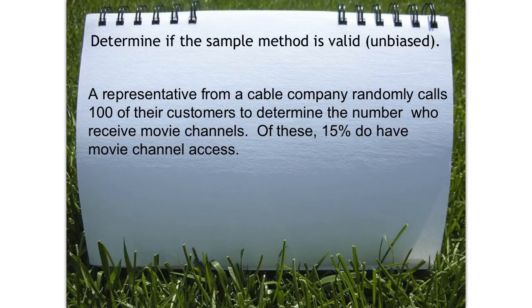All right, video question number 3. You're going to determine if this method is valid. Another word for that, by the way, that you might see is unbiased. Okay, a representative from a cable company randomly calls 100 of their customers to determine the number who receive movie channels. Of these, 15% do have movie channel access. So you're either going to tell me that it is valid or invalid. It's one of those two. Decide and write your answer down.